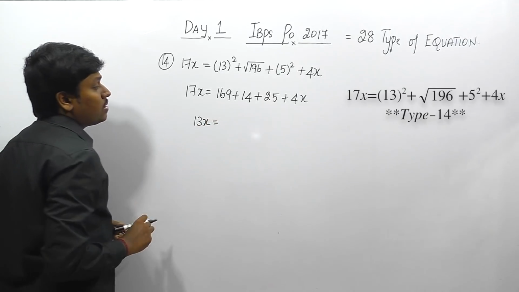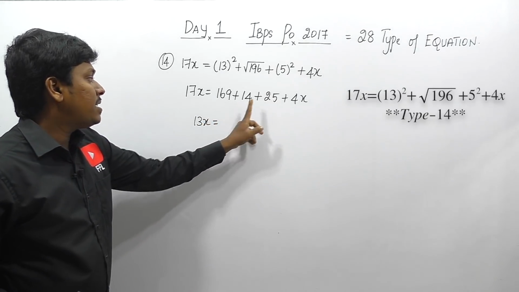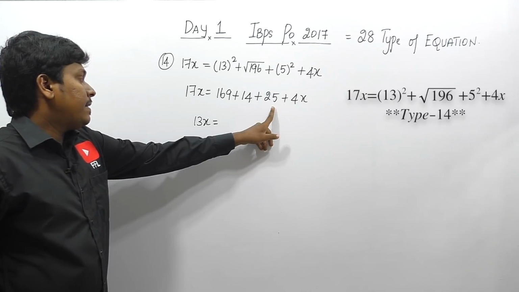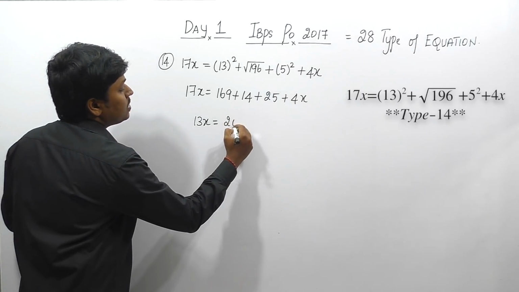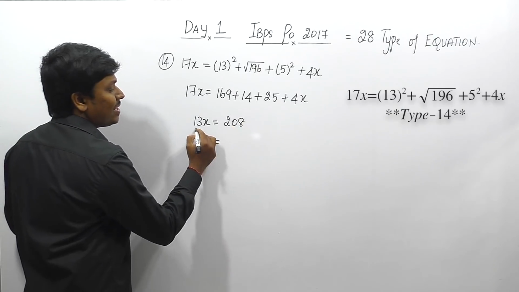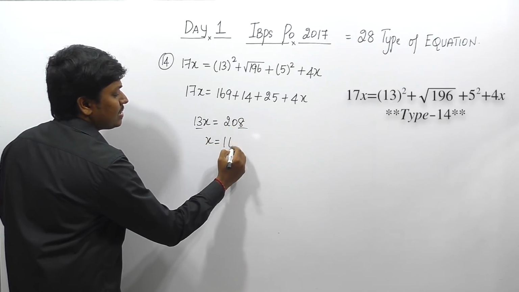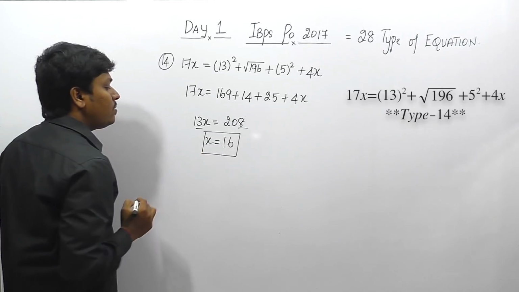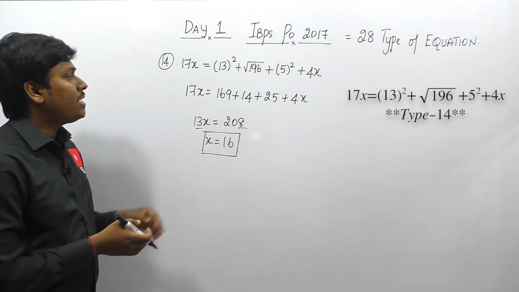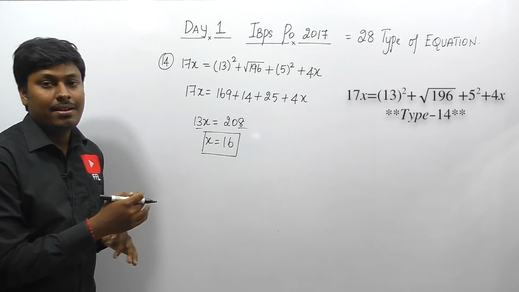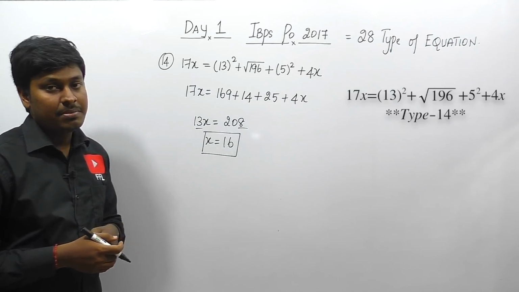That equals 169 plus 14 plus 25. I think the resultant will be 39 plus 169, which is 208. So finally we got 208. So x is equal to 208 divided by 13, which is 16. So finally we got the value, x is equal to 16. Friends, it's one of the easiest equations, but try to simplify the equations correctly, then after that solving the equation will be so simple.